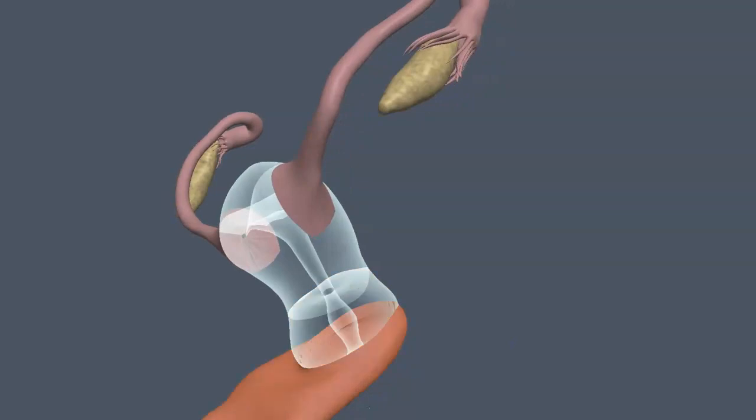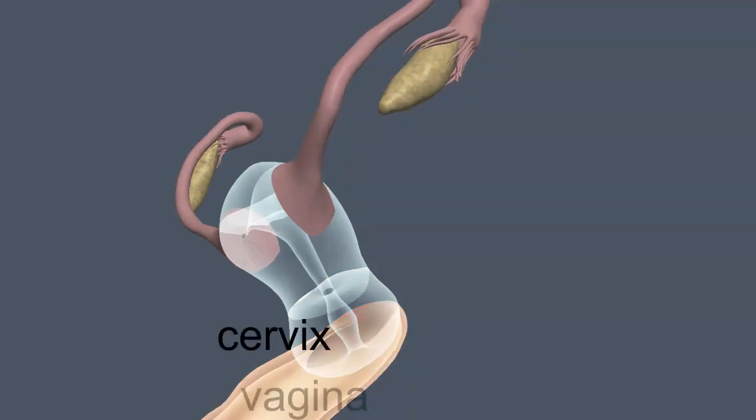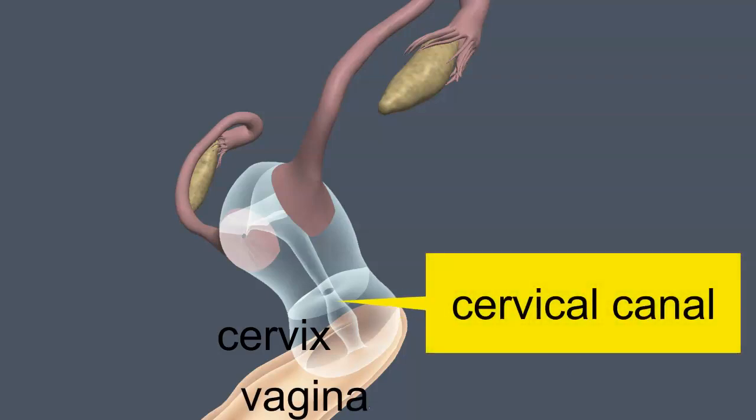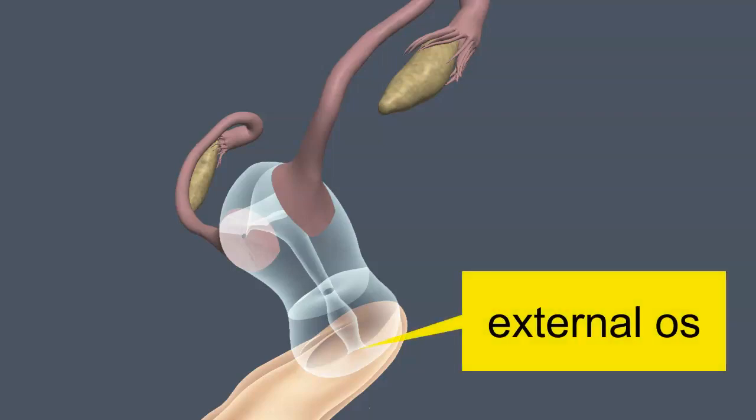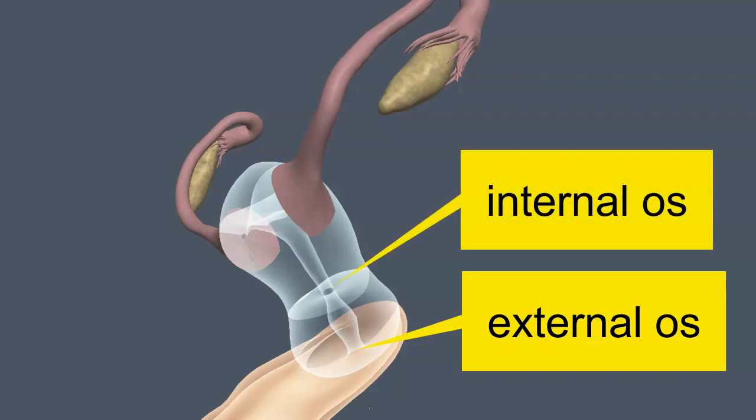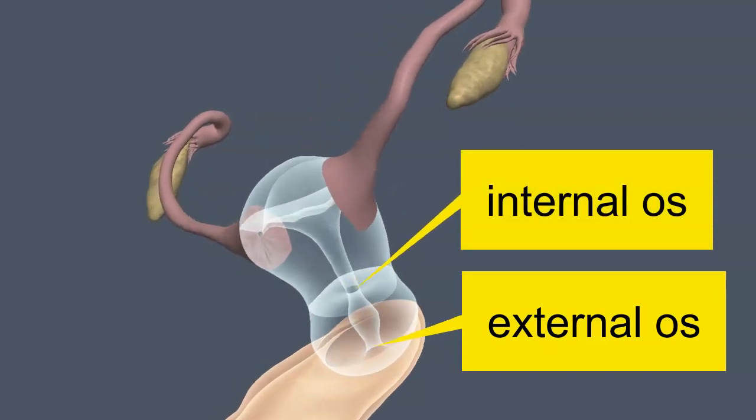Notice how the cervical region of the uterus projects into the vagina, and the opening to this passageway that moves through the cervix is known as the cervical canal. That external entrance to the cervical canal is the external os, where the cervical canal opens into the uterine cavity. That's known as the internal os.